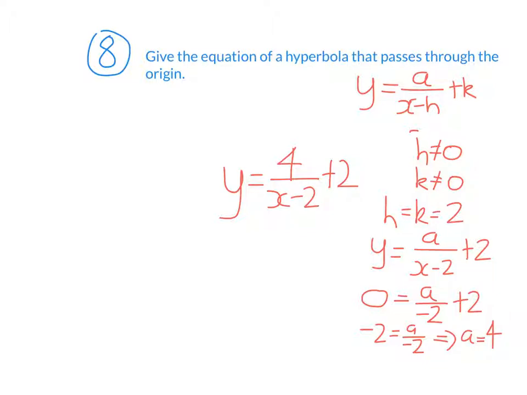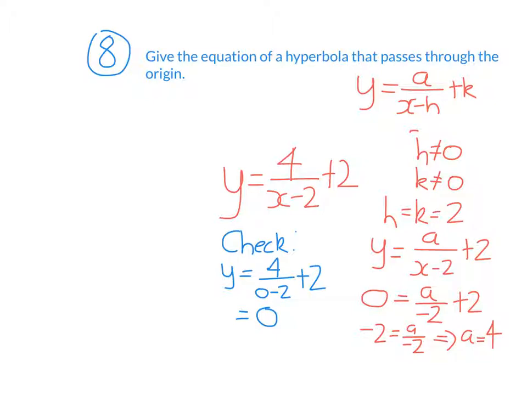All you need to do to check yours is check when y equals 0, does x equal 0? Equivalently, you can check when x equals 0, does y equal 0? So for mine, I will check doing exactly that. So if x equals 0, I get y equals 4 over 0 minus 2, plus 2. If you really want, you can put that in your calculator. You do get y equals 0. So when x equals 0, y equals 0, therefore this hyperbola passes through the origin.